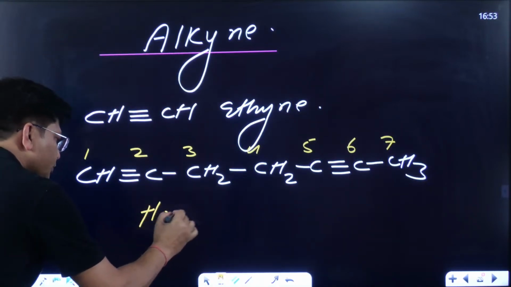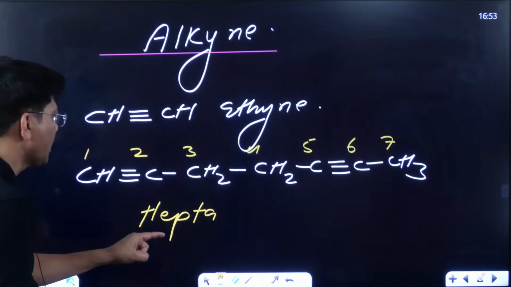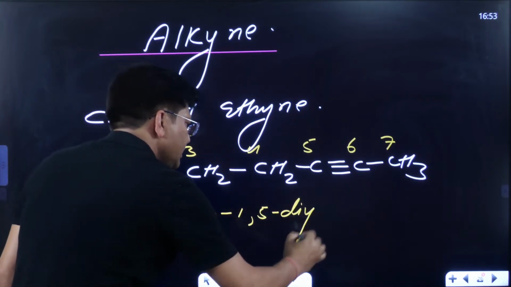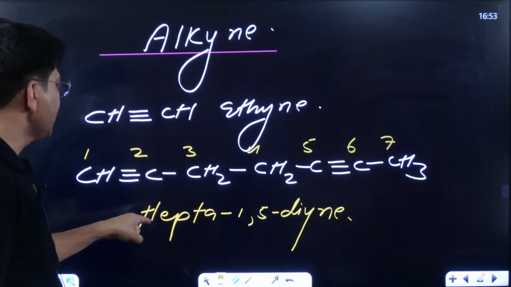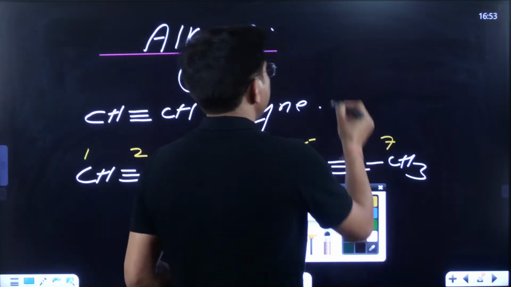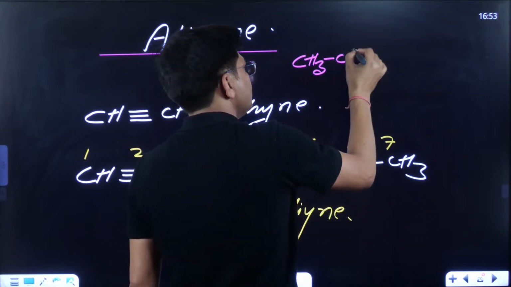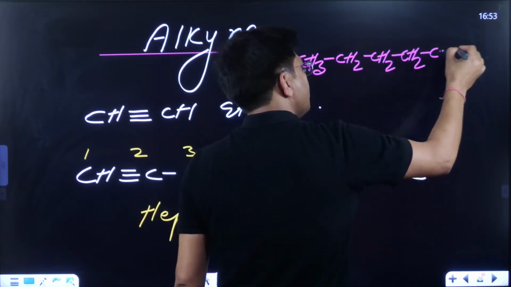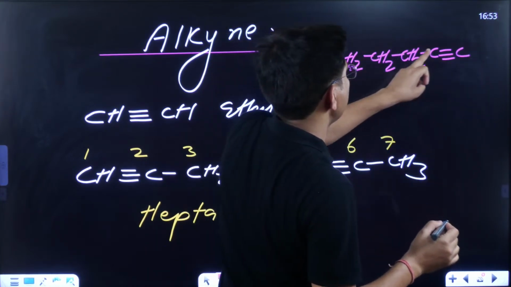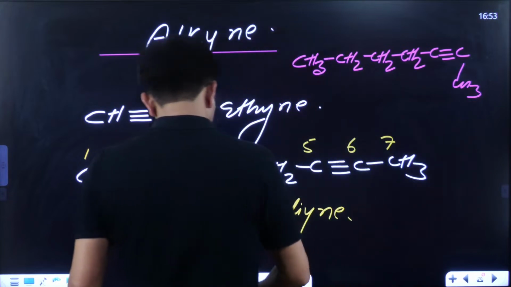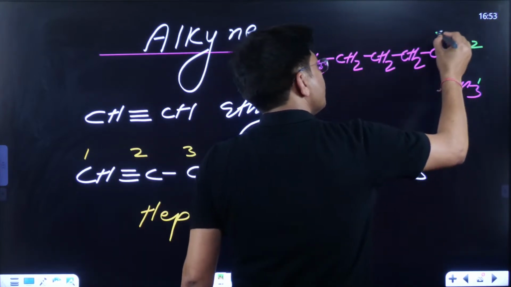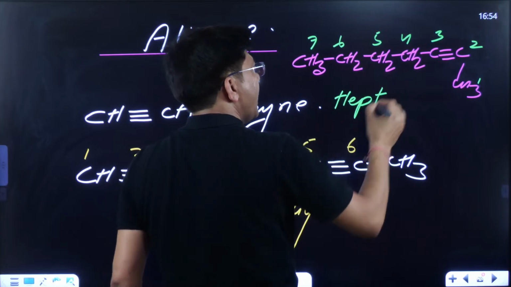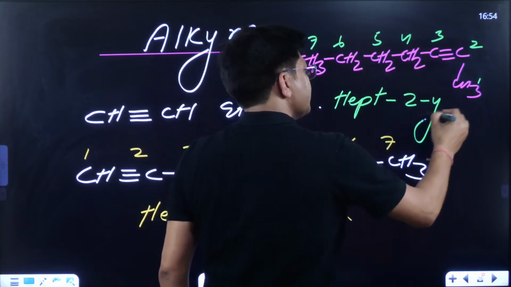So I will write hepta, hepta 1, 5 diene. Now see the difference. If I have a compound like this, I write like this. But suppose I have a compound like this, CH3, CH2, CH2, CH2, C triple bond C, 1, 2, 3, 4, 5, 6, and 7. So 1, 2, 3, 4, 5, 6, 7. I will write hept, hept, 2-yne. Can you see the difference?